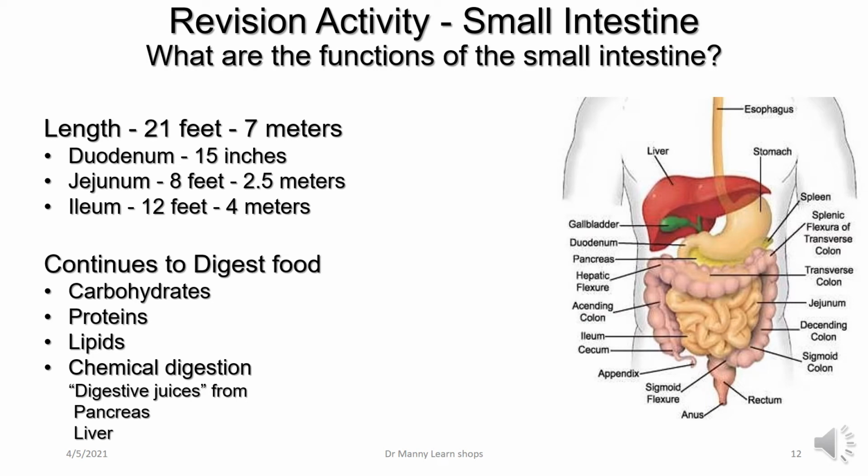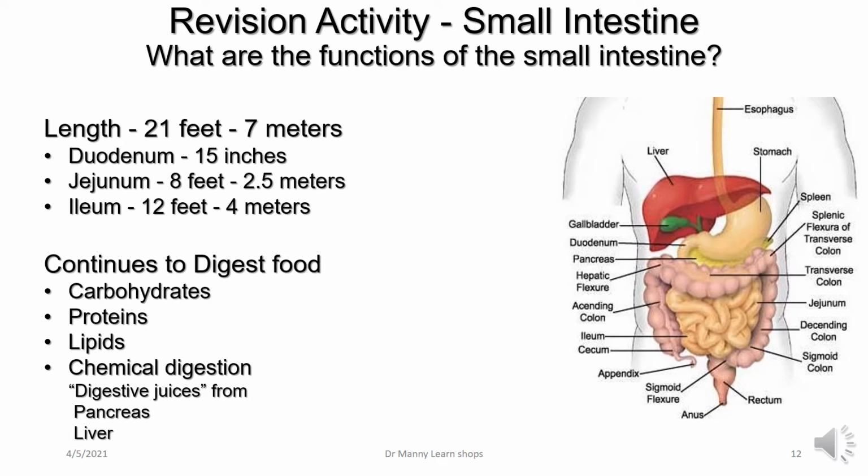Now we move on to the small intestine. The small intestine in humans is about 6 meters or about 20 feet. The large intestine is about 5 feet or about 1.5 meters. So if we look at the information that I've given you, the length typically of the small intestine is about 21 feet or 7 meters. The duodenum, about 15 inches. Jejunum, 8 feet, 2.5 meters. Ileum, 12 feet, 4 meters.